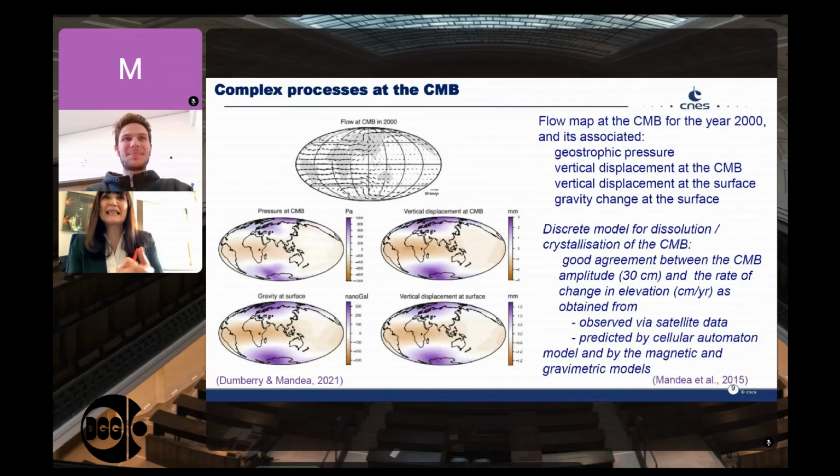So coming back on this slide, what I wanted to say is that the model we propose is based on dissolution and crystallization of the core mantle boundary, which we thought could be seen as a dynamic topographic boundary. What we obtain is that there is a good agreement between the core mantle boundary amplitude, of the order of some 30 centimeters, and the rate of change in elevation, of the order of centimeters per year. This information is obtained from the observed gravity and magnetic field as provided by satellite data, but also as obtained by this model, predicted by a cellular automaton model.